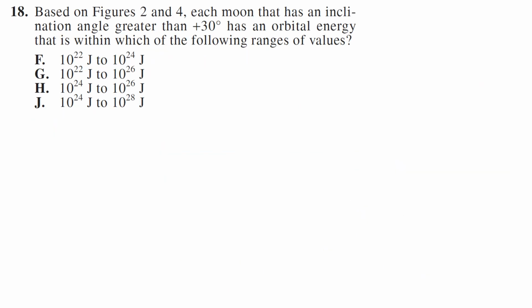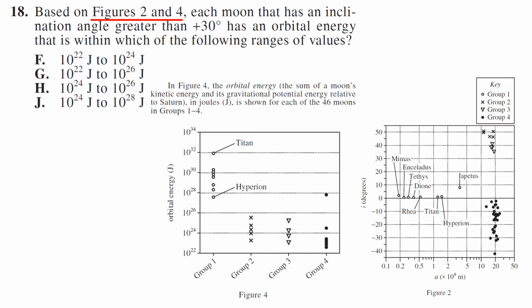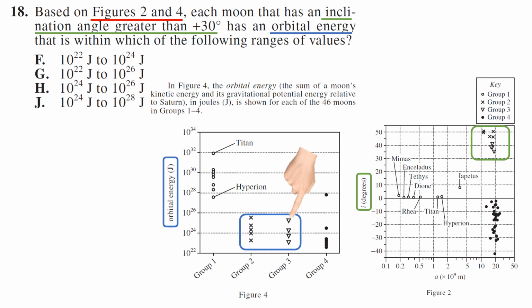Number 18, based on figures 2 and 4, each moon that has an inclination angle greater than 30 degrees, so that's going to be these moons, right? So the inclination angle is the I, and so it looks like they're all the group 2 and group 3 moons, the X's and the triangles, has an orbital energy within which of the following ranges. So we're doing the X's and the triangles as groups 2 and 3. So this would be greater than 10 to the 22nd, but less than 10 to the 26th. So that's going to be choice G.